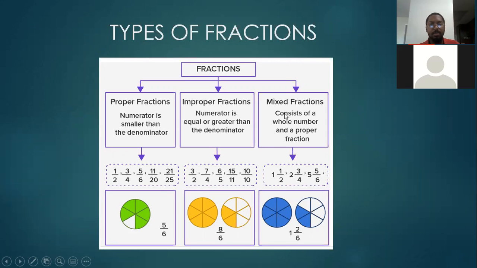All right, and then you have what's called a mixed fraction, or we call it a mixed number. A mixed number or a mixed fraction is a combination of a whole number and a fraction. So 1 and 1/2, 2 and 3/4, 5 and 5/6. Again, those are just 3 different kinds of fractions that we see in mathematics. And that's going to be important to talk about in the future. All right.